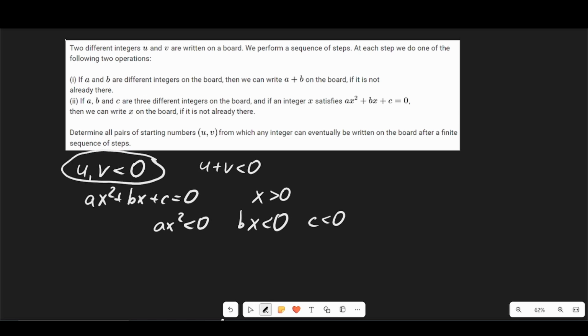Now let's consider the case when we got 0 and something. If we are given v equals 0 and any number u, by applying the first operation, we cannot generate any new number. So we only have u and 0 written on the board, and we also can't use the second operation because we don't have three distinct numbers. So this is also a restricted pair.